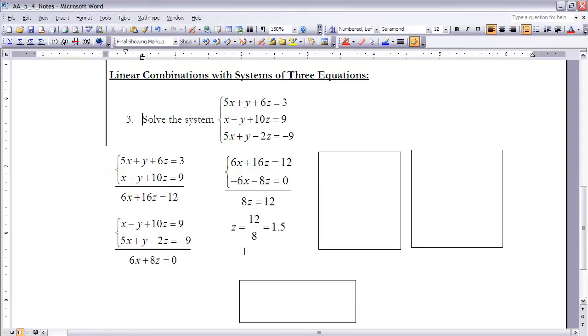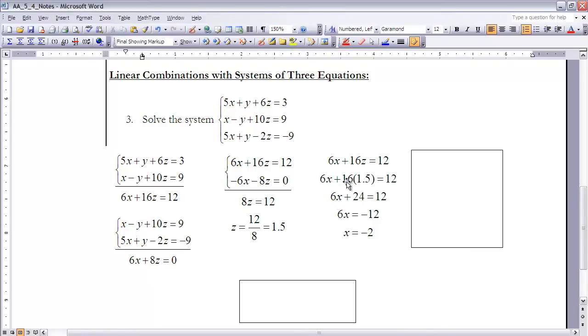And now we know what z is. Okay? So we've found one of the variables. And that's the hardest part, is getting from 3 to 2 and then from 2 to 1. Once I have that, now we're going to do the back substituting. So I'm going to take z equals 1.5 and put it into either one of these equations, it doesn't matter which one, and solve for one of those variables. Okay? So what I'm going to do is I'm going to plug it in to this one right here. If I do that, I can solve for x.